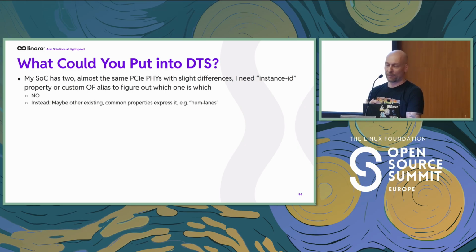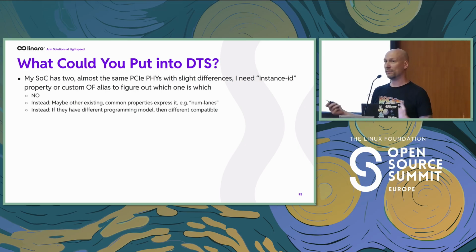Why? Because maybe there's another property saying it. For example, in case of the PCI Express PHY, there could be a number of lanes. And maybe this is the difference between these 2 devices, that they have different lanes, so you have it. Or maybe they're not actually compatible, right? Maybe there's a difference in programming model, and programming model is what defines the compatible, so maybe you need a different compatible for the device.